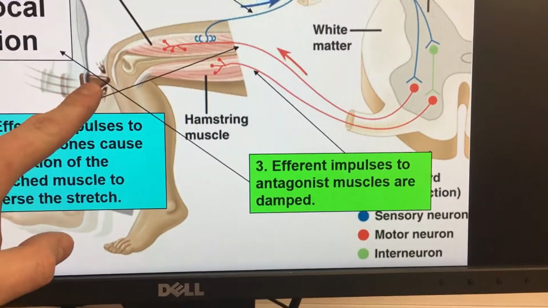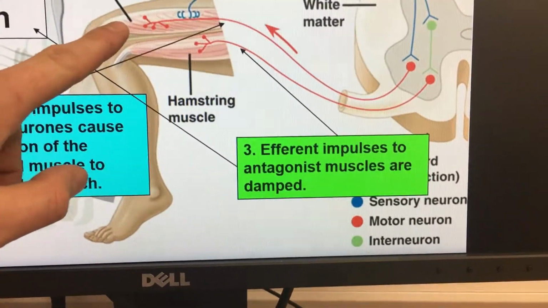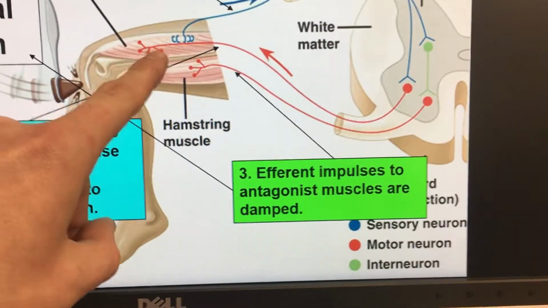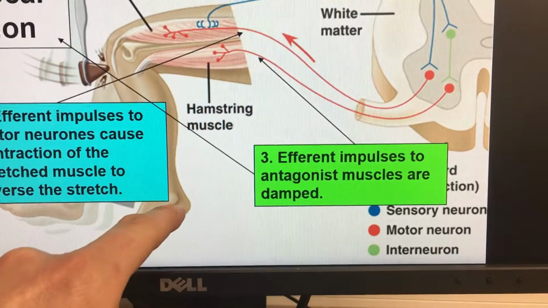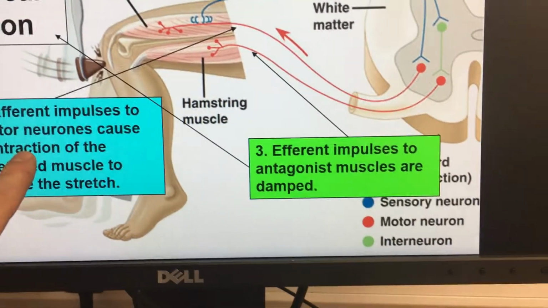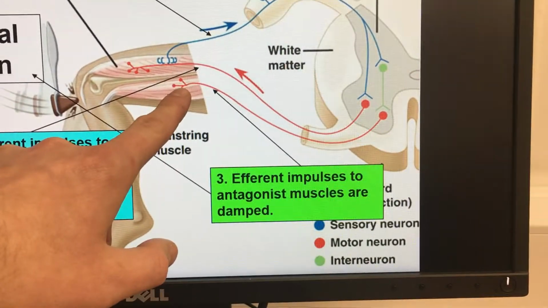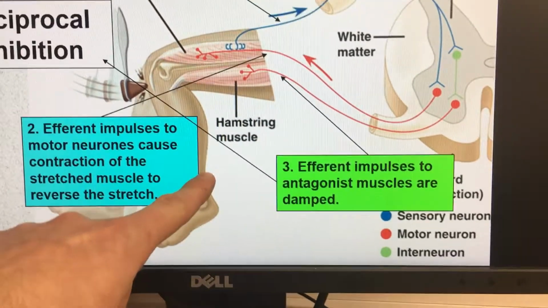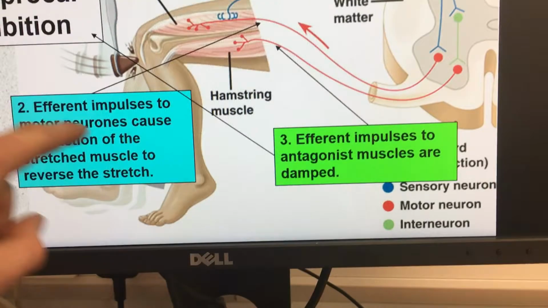So we hit the patella here, it causes a stretch in the muscle, and to counteract that stretch and protect these muscle fibers from damage, quadriceps will contract. So we see that foot kicking forward. Now that would create a rapid stretch in the hamstrings, which should theoretically trigger the same thing to happen, and we get this leg going forwards, backwards, forwards, backwards, forwards, backwards.